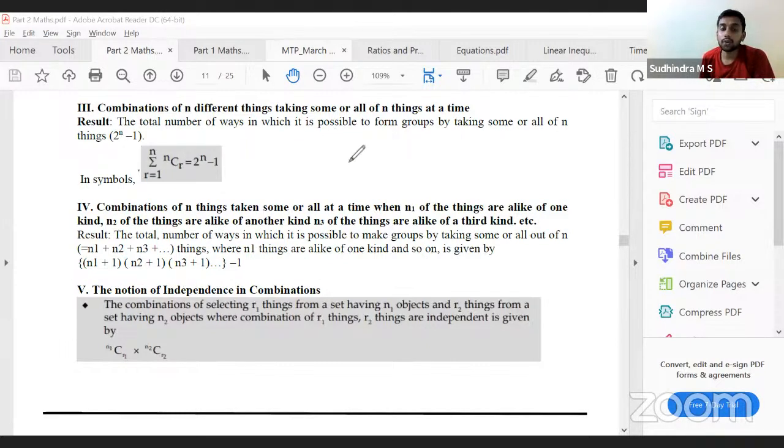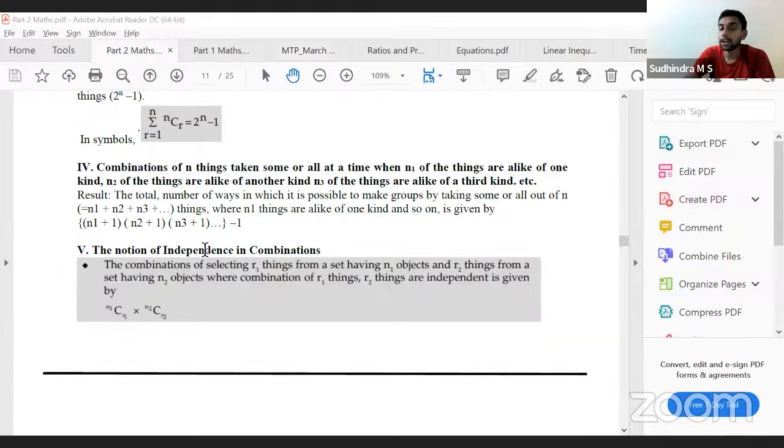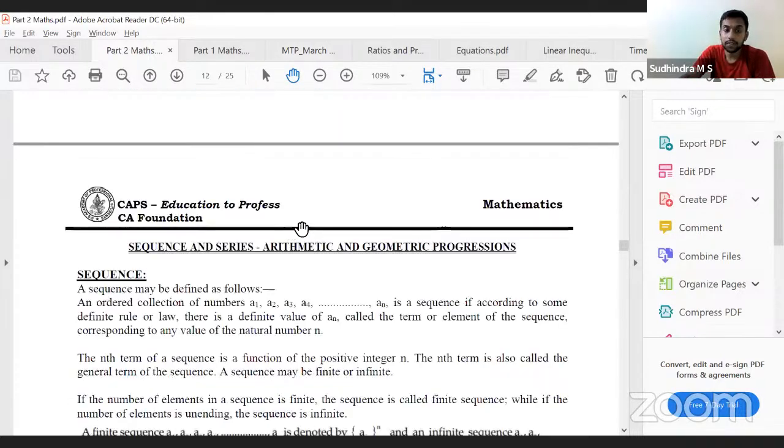Now, let's say we have 2 sets: n1 objects from which I require r1 things, and n2 objects from which I require r2 things. These are independent. In such cases, what is the combination? I have to calculate the combination independently. nC r1 into nC r2, that is n1 C r1 into n2 C r2, would be the combination required, because they are independent of each other.